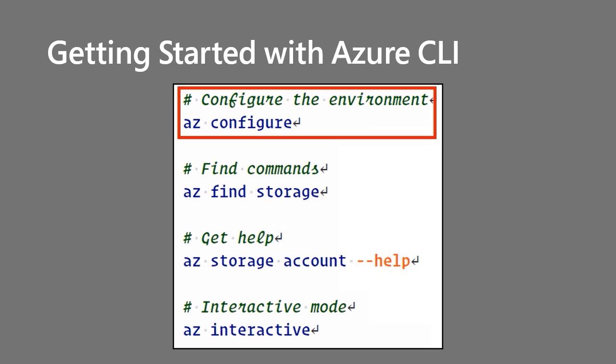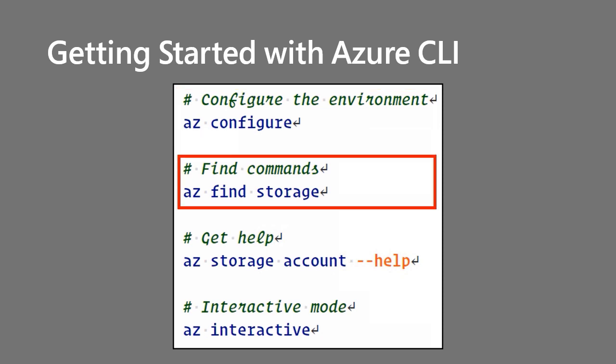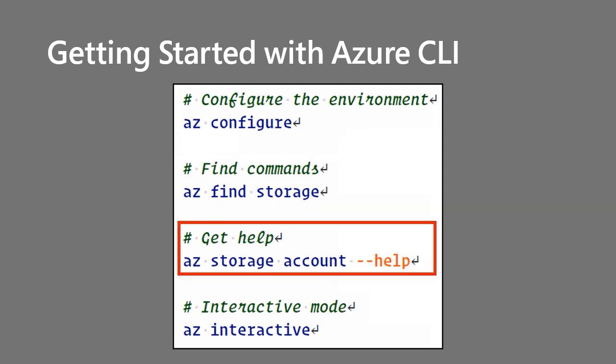So you use az, space, and then your command or your context to configure the environment, for example, to change the default output. You could run az configure. To look for commands, you can do az find with some keyword: storage, web, VM, whatever the case may be. To get help in Azure CLI, it will be az, the command, and then --help.